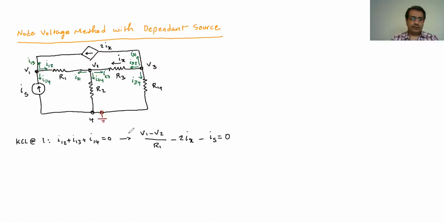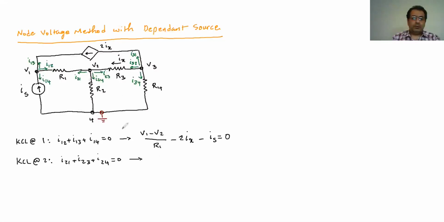So that's the first equation we are going to have for the KCL at node 1. And then we can do the same for the KCL at node 2. At node 2, again, we have the I goes from 2 toward 1, plus I goes from 2 toward 3, plus I goes from node 2 toward 4. And if you add all of them together, it should come to 0.